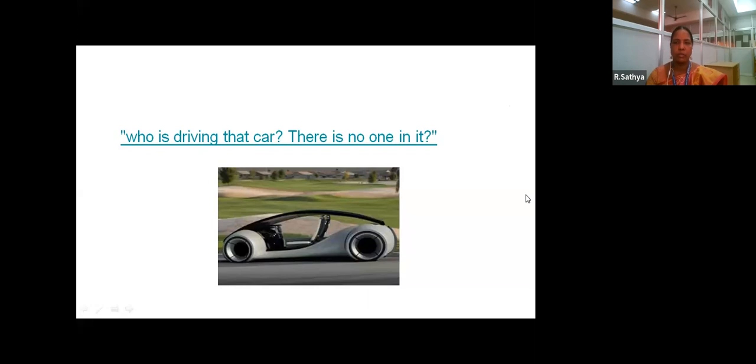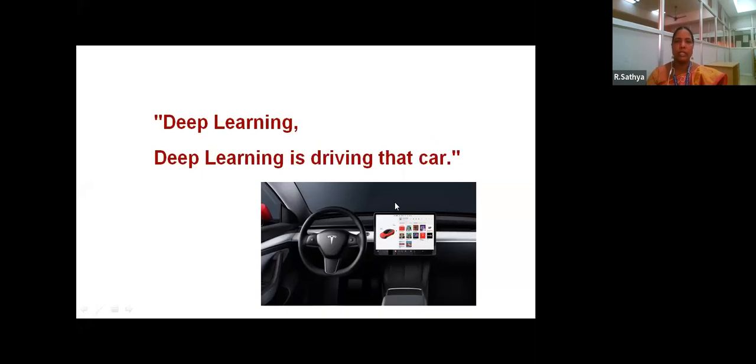And you would have heard about the recent models that provide self-driving cars, or driverless cars, or smart cars, whatever you say. What is the name of the car? And what is the technology behind it? Yes, absolutely. It is about deep learning. Deep learning is driving the car.